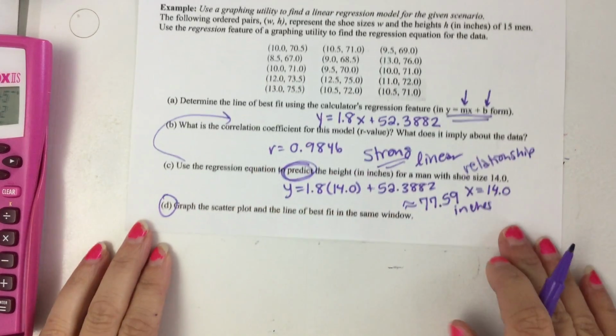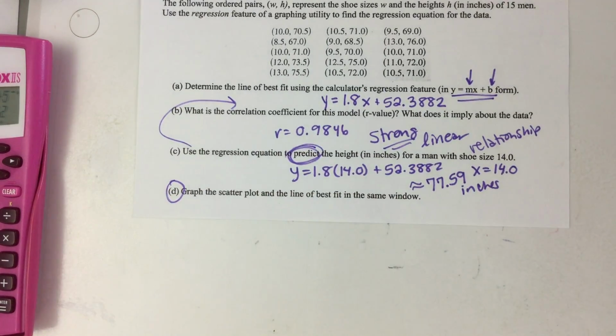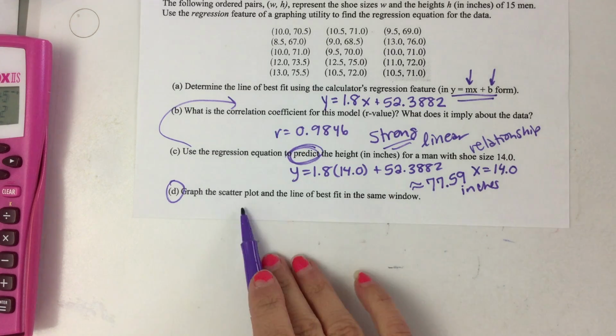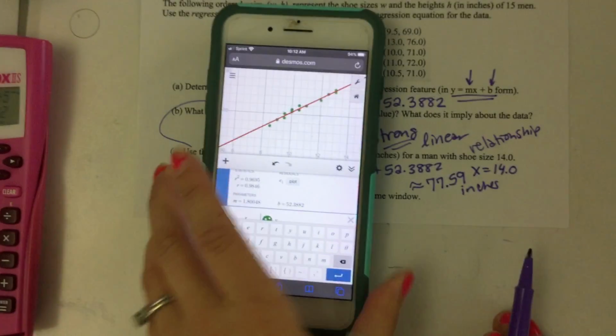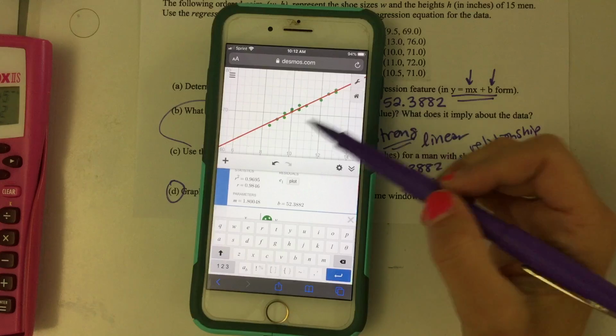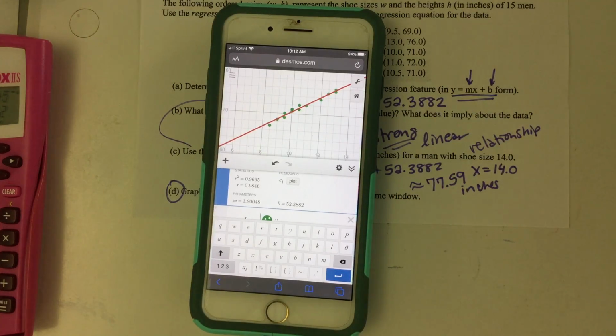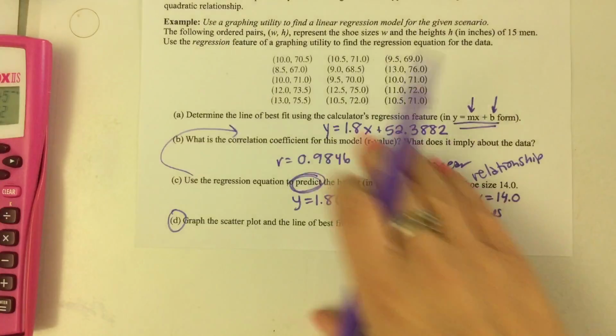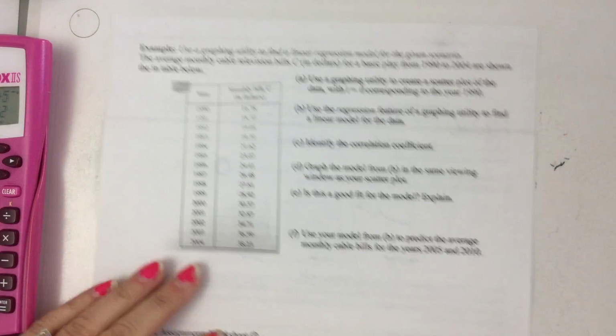Next: graph the scatter plot and the line of best fit in the same window. When you take your test for this chapter, this is one of the test questions. I'm not making you draw it. What you have to do is get this onto your screen, raise your hand, and I come and check off that yes, you do have the line of best fit going through your scatter plot. Okay, so that's one just to show you how it works. Now let's do one together.